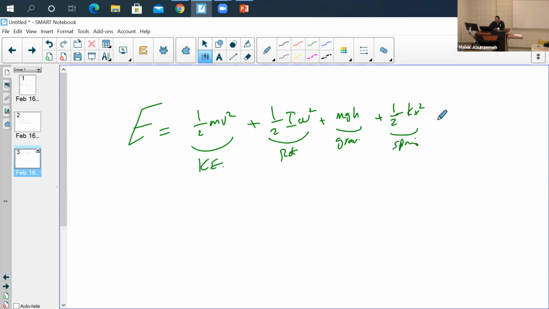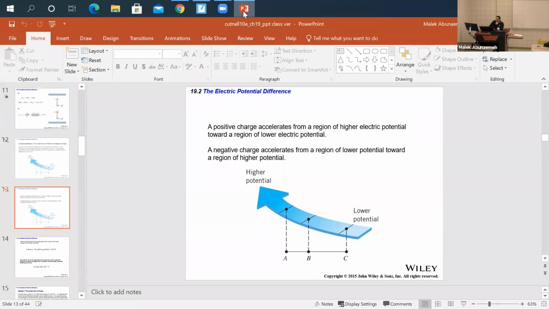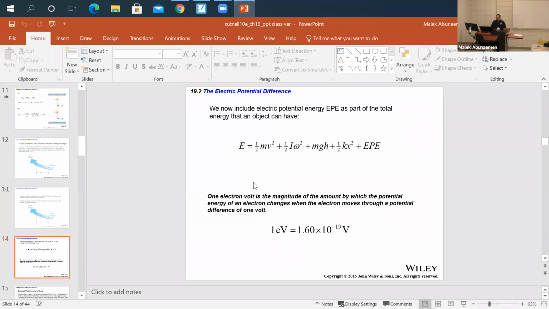Now we're going to add to it also your electric potential energy. So if we include electric potential energy as a part of the total energy that an object can have, your energy is going to equal 1/2 mv squared, your kinetic, plus your rotation, which is 1/2 I omega squared, plus your gravitation, which is mgh, plus your spring, which is 1/2 kx squared, plus your electric potential energy.